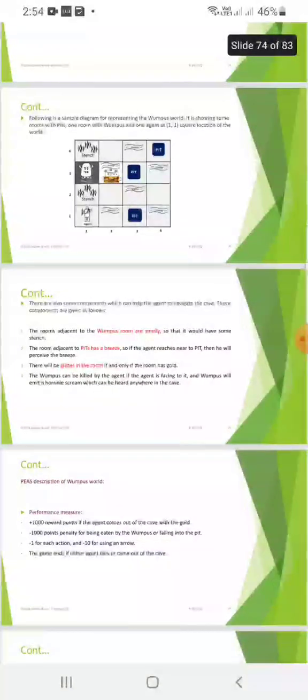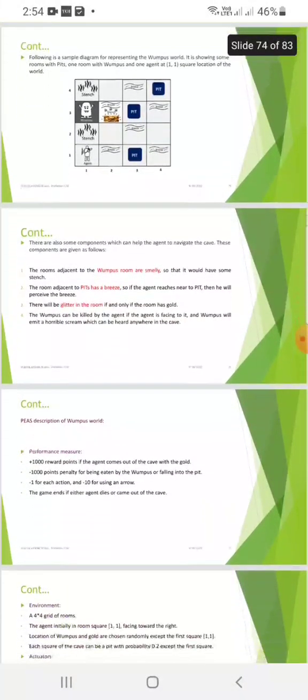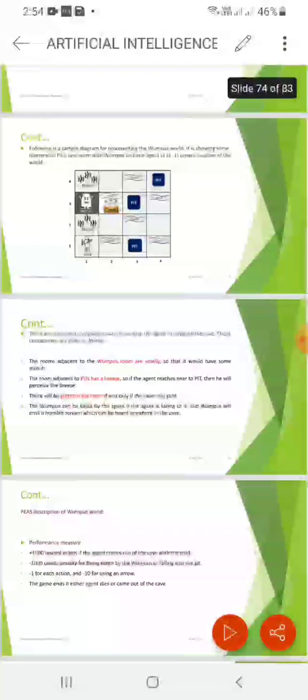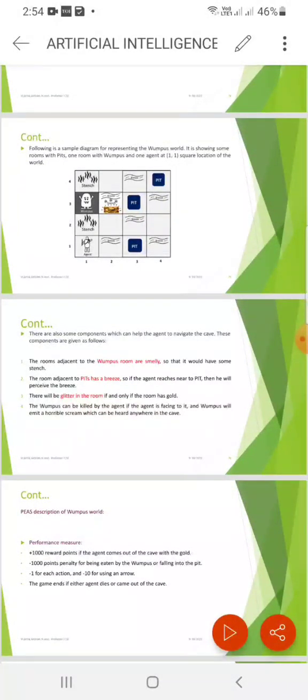So what are all the components we have? We can see them in slide number 76. The rooms adjacent to the wumpus room are smelly. So how can the agent detect that the wumpus is in a room? He can smell, or we can say it as a stench. A smell will be there, so he can identify that the wumpus will be in that room.